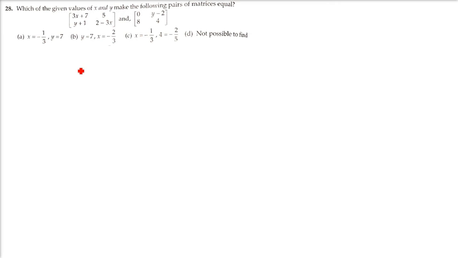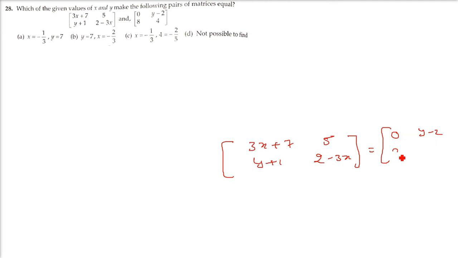Which of the given values of x and y makes the following pair of matrices equal? So we just have to equate these two matrices. 3x plus 7, 5, y plus 1, 2 minus 3x, and we are equating it to 0, y minus 2, 8 and 4. So you see here, this y is equal to y minus 2. So from here it is clear y is equal to 7.